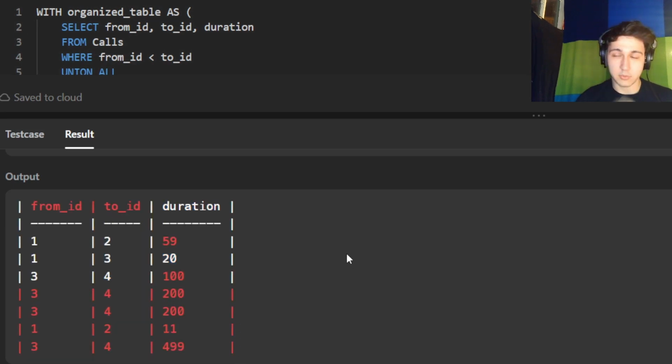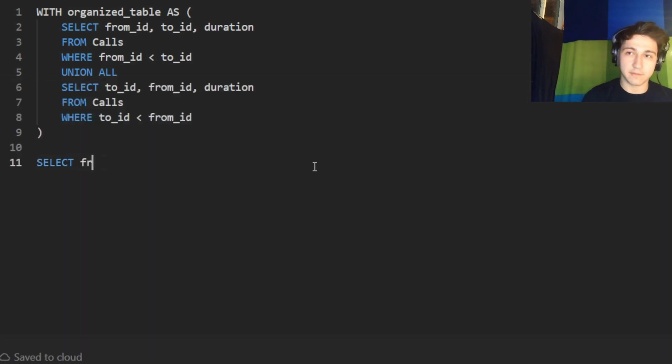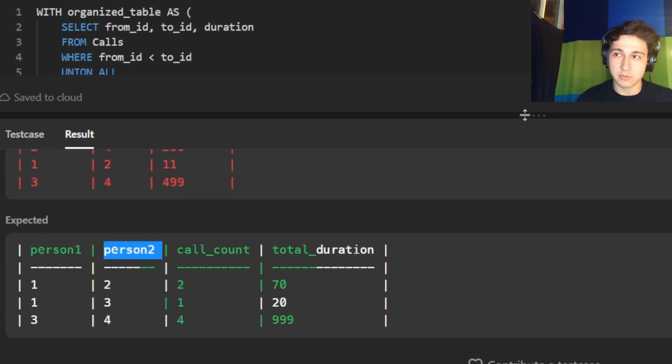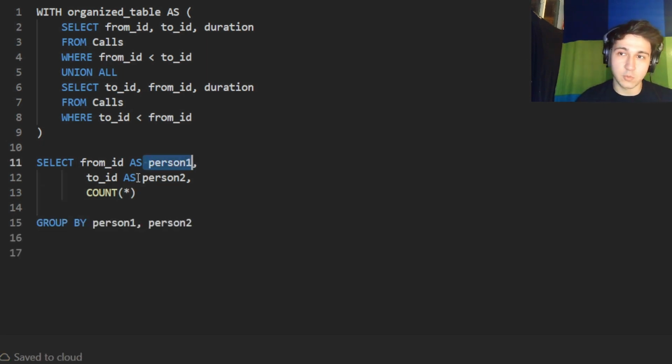We're going to want to return 4 things. The first person from the phone call, which we'll call person 1. So let's do that. Select the first person and call that person 1. We're also going to want to return the second person and call that person 2. And then we're going to want to count how many calls each 2 people had, right? So we're going to say count the number of rows in the whole table, and we're gonna group by each pair of people, person 1 and person 2.